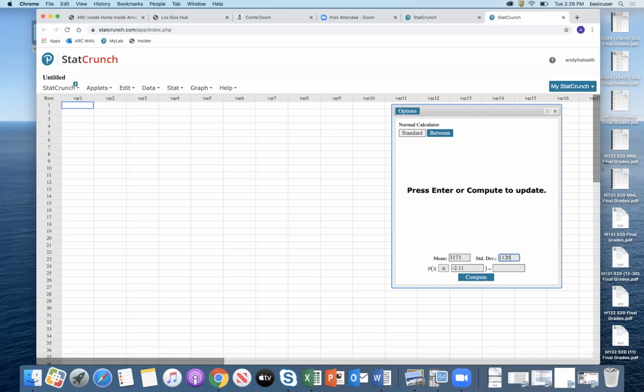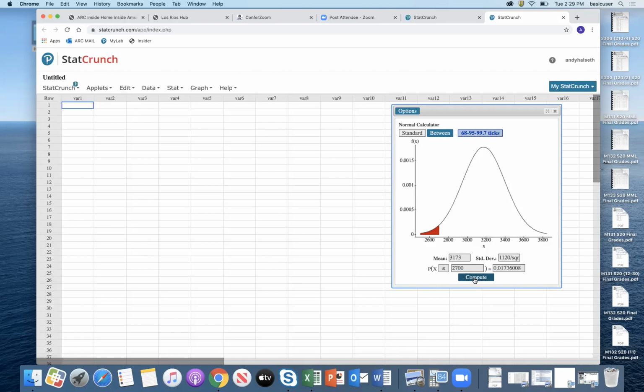Again, the super shortcut, we could put the mean here, the 3173, and the standard deviation 1120, but now since we're taking 25 people, divided by the square root of 25, and then put the 2,700 there. That should be about the same at 0.0173. So it's really close. A little off again because of the rounding of that z-score. This one's more accurate.